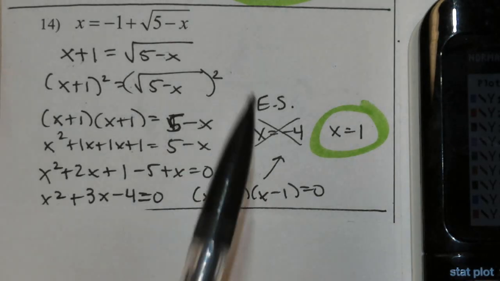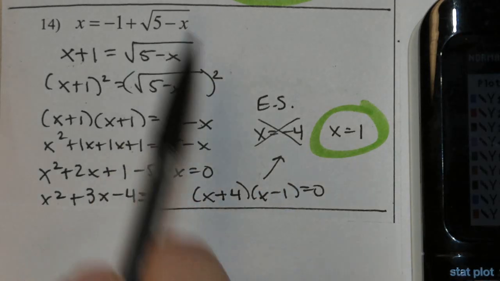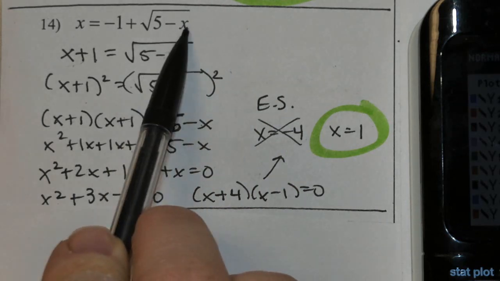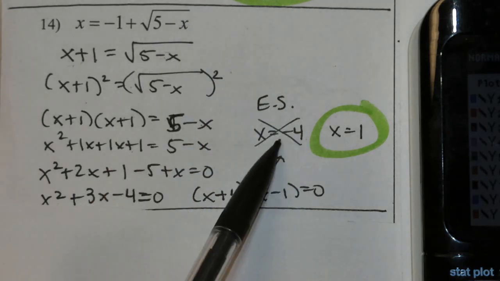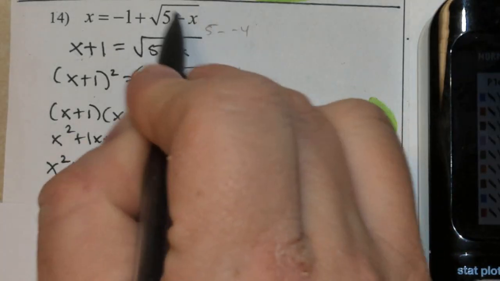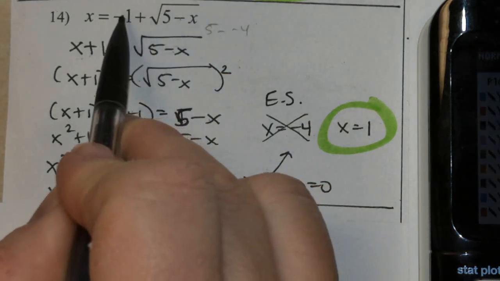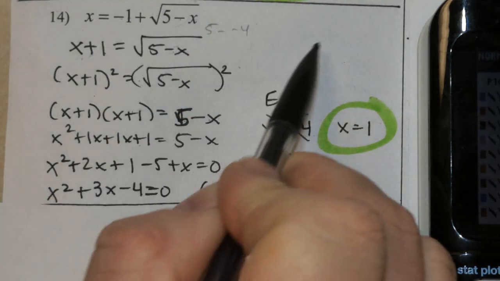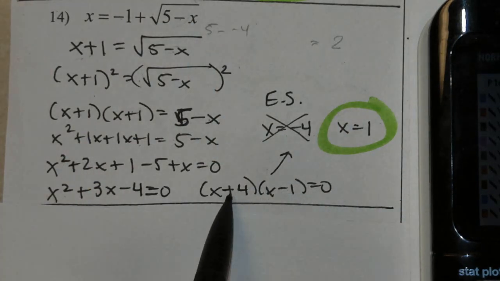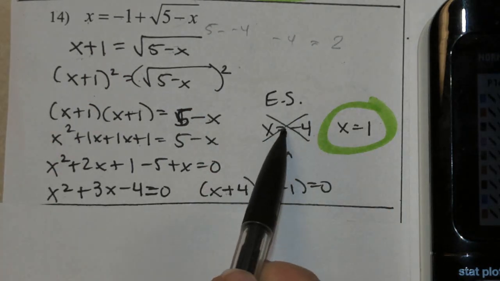How do we check for extraneous solutions? One is you could do mental math, and I'm going to show you here. I plug in a -4. 5 subtract -4. Well, two negatives would make a positive, so 5 subtract -4 is really 9. The square root of 9 is 3. And 3 and a -1, +3, -1 is a 2. So 2 is on the right side. On the left side is a -4. That's why this is an extraneous solution.